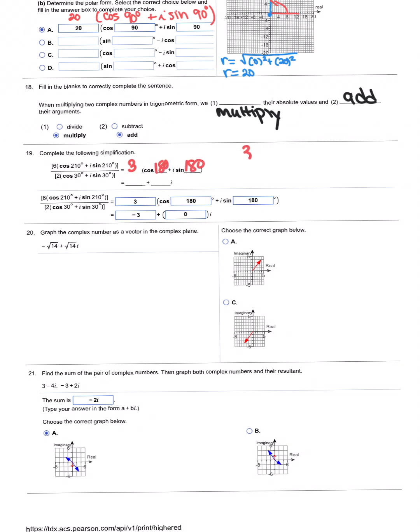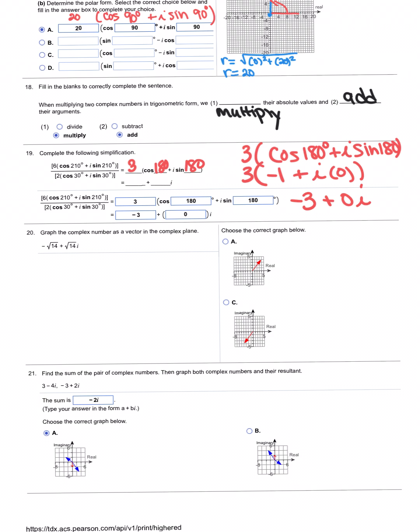And now we're going to write this in rectangular form. So we know cosine of 180 is -1 plus i sine of 180, well, sine of 180 is 0. And so distributing the 3, we have -3. 3 times i times 0 is just 0i. So my solution is going to be -3 plus 0i.